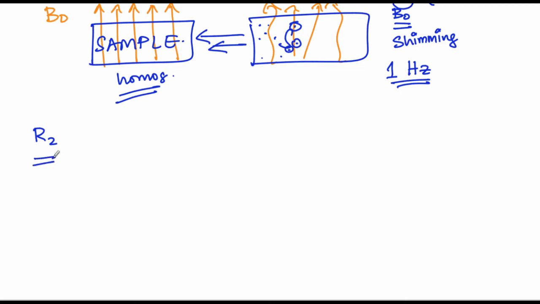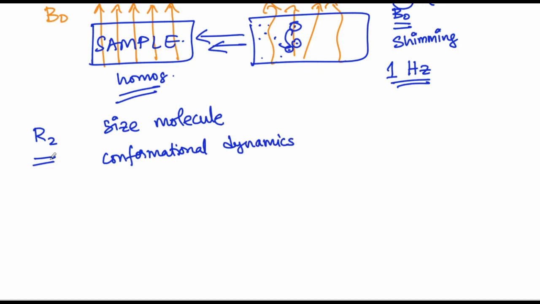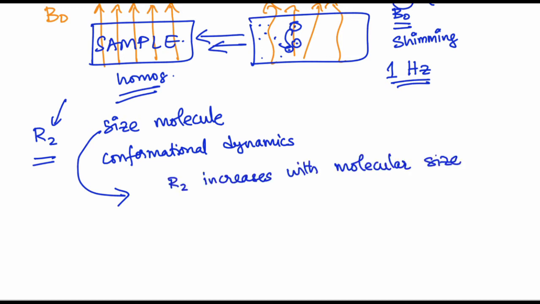This pure R2 would be modulated by the size of the molecule. In addition, conformational dynamics also affects the intrinsic relaxation rate. We will not go into detail of what conformational dynamics is in this entire course. The fact that I want you to pay closer attention to is the molecular size. It is a very well known fact that as you increase molecular size, R2 increases. This is quite detrimental for us because if R2 increases, the line width also increases.